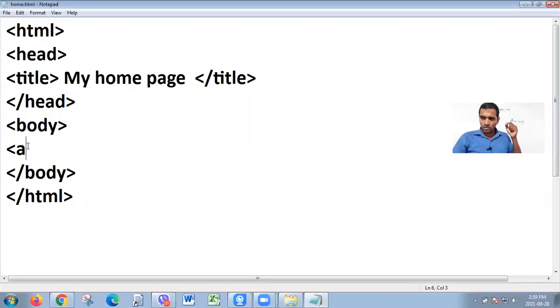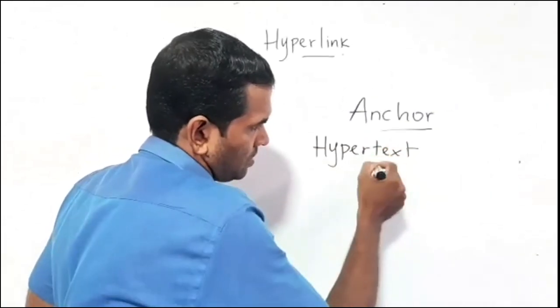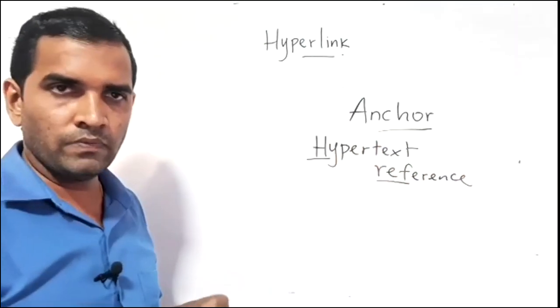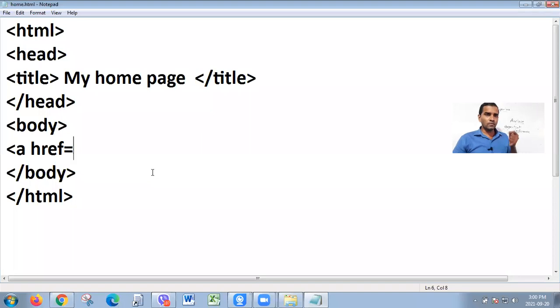Look, here also this element needs an attribute, like IMG needs SRC. SRC is a must. Here also A needs href, hypertext reference. Without hypertext reference, A is useless. So A, space, href equals, and the value would be the path of the web page name, right?